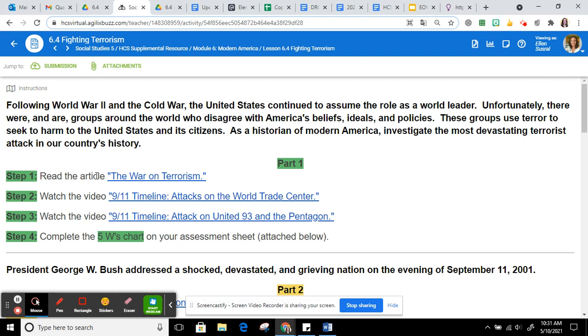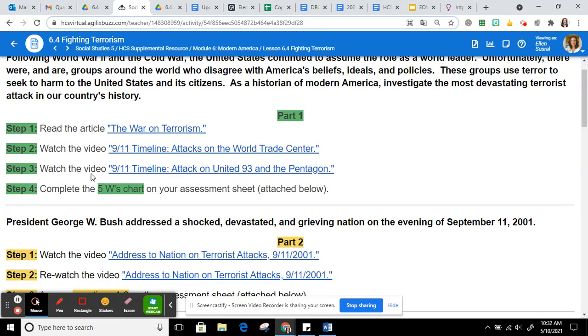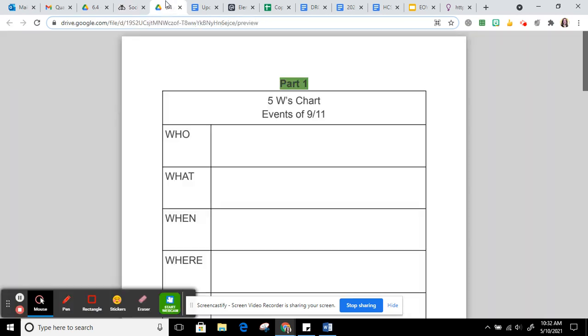Part 1, you've got 4 steps. Step 1, you're going to read the article, The War on Terrorism. Step 2, you're going to watch the video 9/11 Timeline, Attacks on the World Trade Center. Step 3, you're going to watch the video 9/11 Timeline, Attack on United 93 and the Pentagon. And then for step 4, you're going to complete the 5 W's chart on your assessment sheet, which is attached below. Let's look at your 5 W's chart.